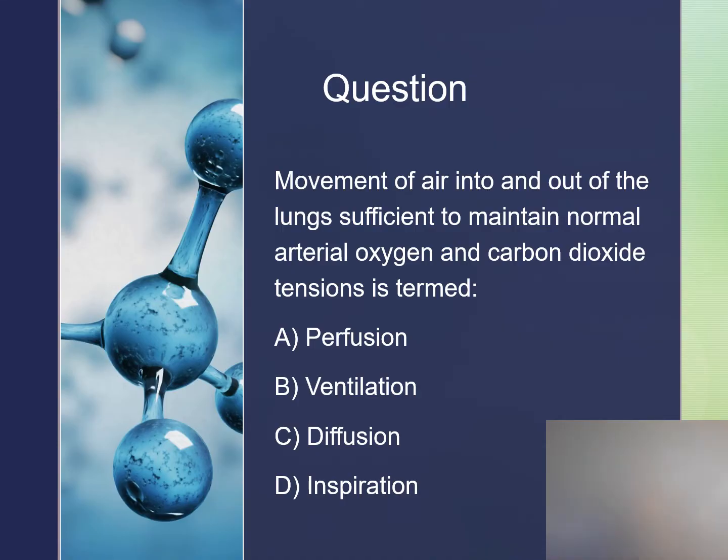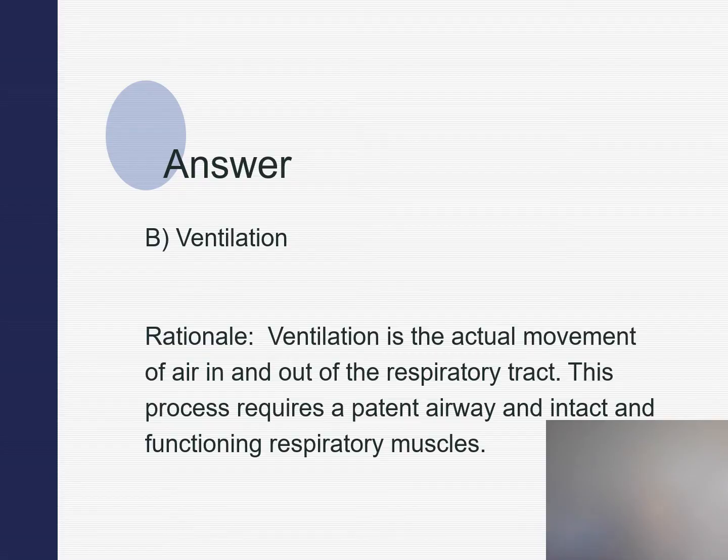So, movement of air into and out of the lungs sufficient to maintain normal arterial oxygen and carbon dioxide tensions is termed what? This is ventilation, which is the actual movement of air in and out of the respiratory tract. And this process requires a patent airway. In other words, we have to have an airway that's open and an intact and functioning respiratory muscle.